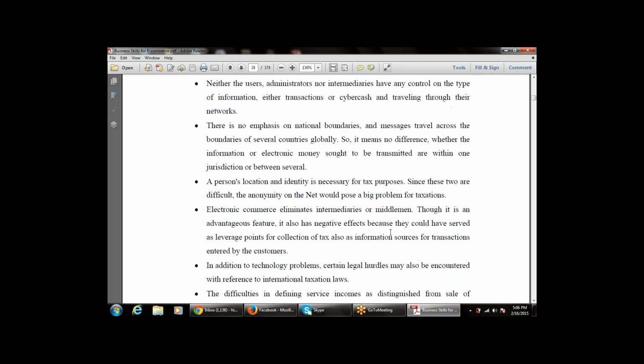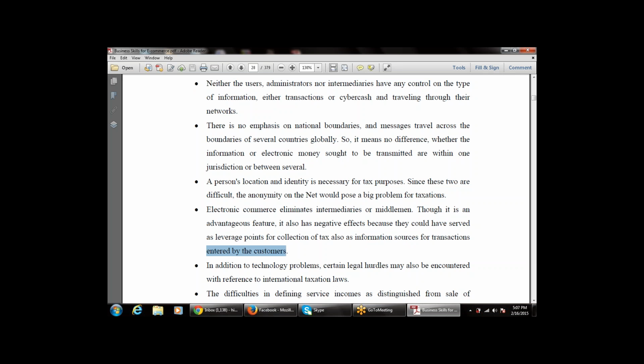Next point says e-commerce eliminates intermediaries or middlemen. Though it is an advantageous feature, it also has a negative impact. Why? Because intermediaries could have served as a leverage point for collection of tax, and also as information sources for transactions entered into by the customers. So this also has an impact on tax, because there is no middleman among the transactions in e-commerce.